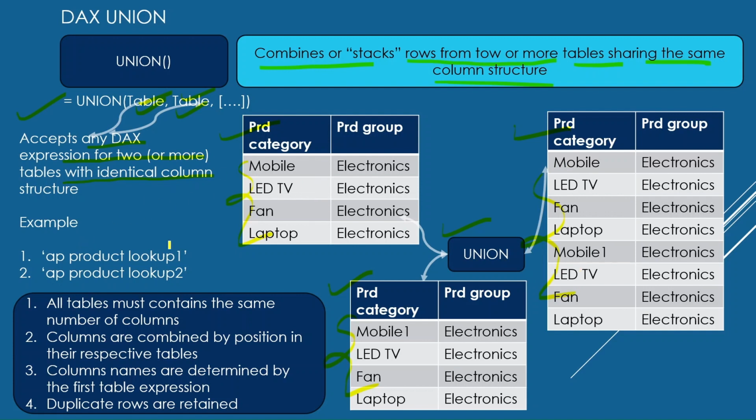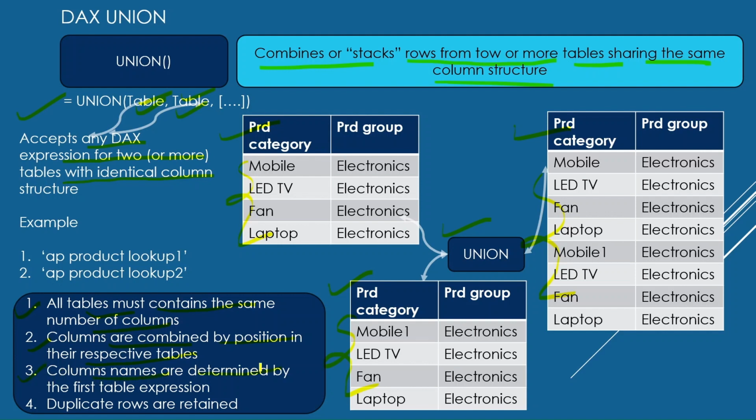Based on this, let's discuss a couple of points. Whenever we use union, all the tables must contain the same number of columns, which is a prerequisite we have talked about. If the number of columns is not the same and we use the union function, it will give an error. The columns are combined by position in their respective tables. So whatever the sequence of columns present in one table, the same sequence must be present in the other table. Otherwise, it will give an error.